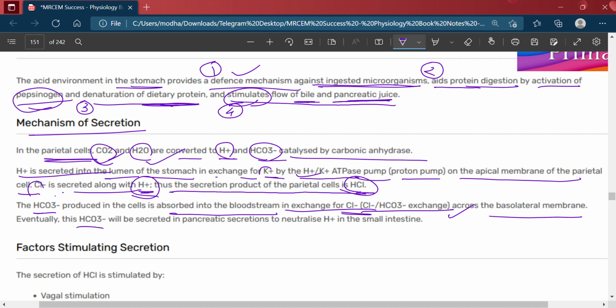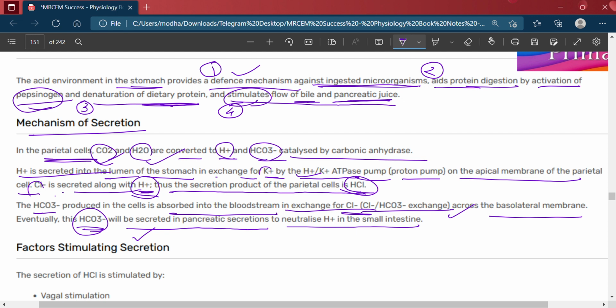Eventually this HCO3 minus will be secreted in the pancreatic secretion to neutralize the H plus in the small intestine. This bicarb will be secreted into the pancreatic secretion to neutralize the hydrogen ion in the small intestine.